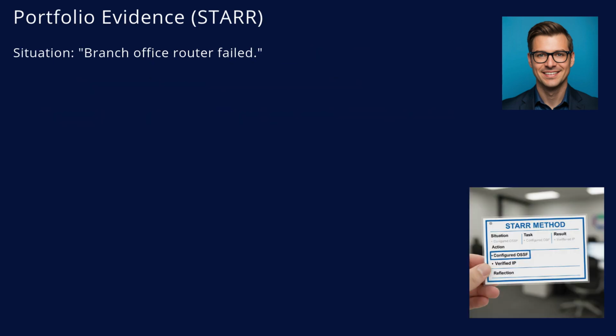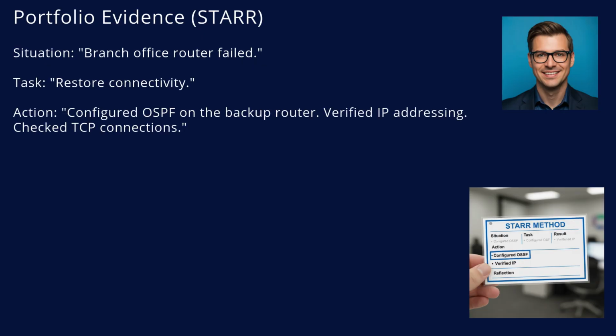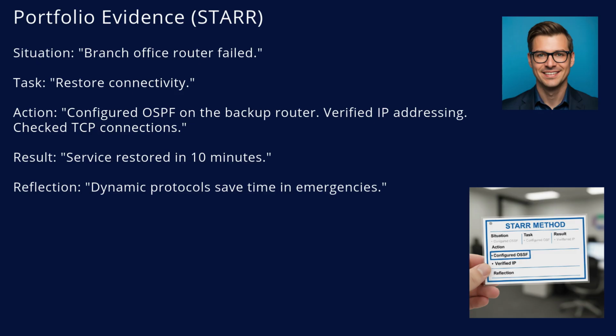For your portfolio, use this STARR example. Situation: a branch office router failed. Task: I needed to restore connectivity using a backup. Action: I configured OSPF on the backup router to learn the routes dynamically. I verified the IP addressing was correct and checked TCP connections to critical servers. Result: service was restored in 10 minutes. Reflection: I learned that dynamic protocols like OSPF are essential for fast recovery.